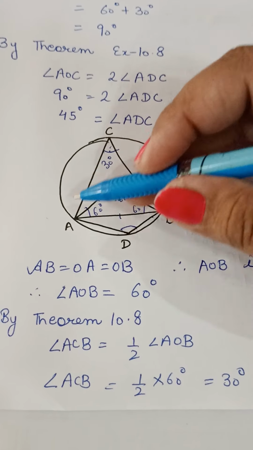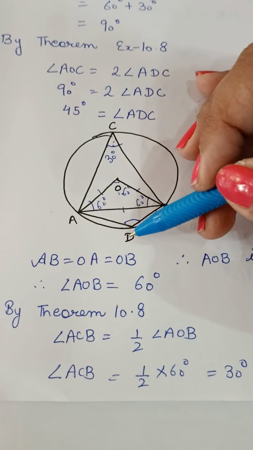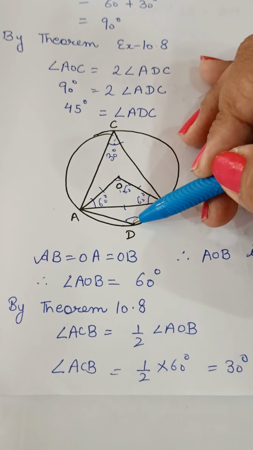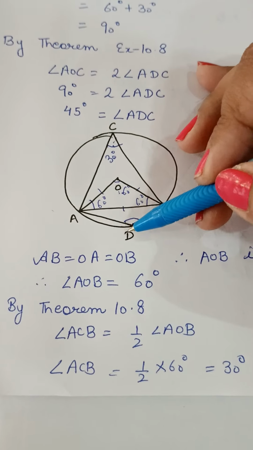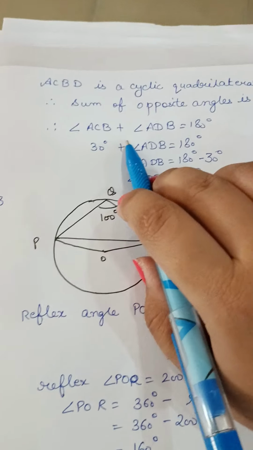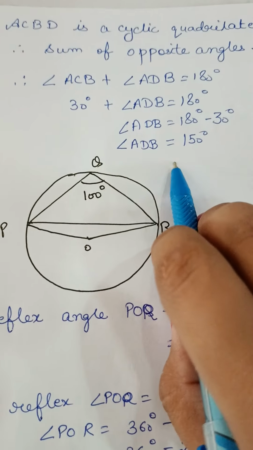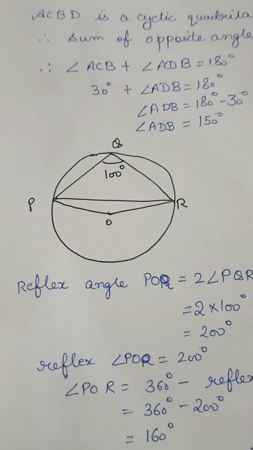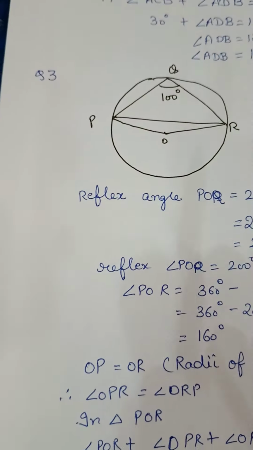Now if this is 30, since ACBD is a cyclic quadrilateral, the sum of the opposite angles of a cyclic quadrilateral is 180. So you need to find the value of ADB. So 30 plus ADB will give you 180 degrees. So ADB will be 180 minus 30 degrees, which is equal to 150 degrees. So the angle subtended in the minor arc will be 150 degrees.